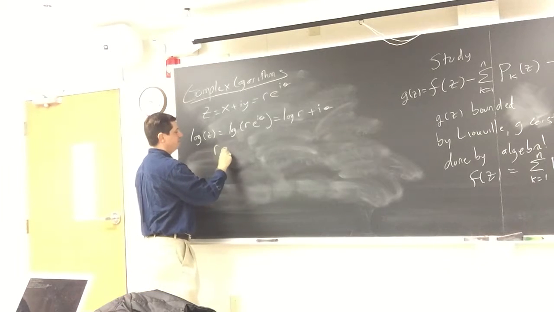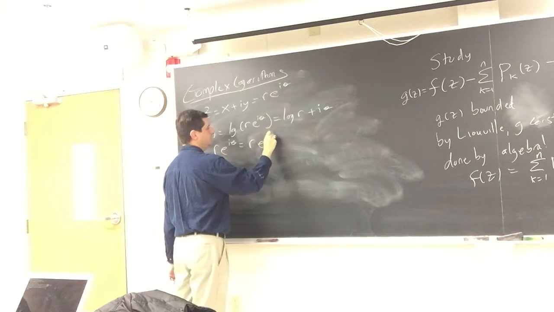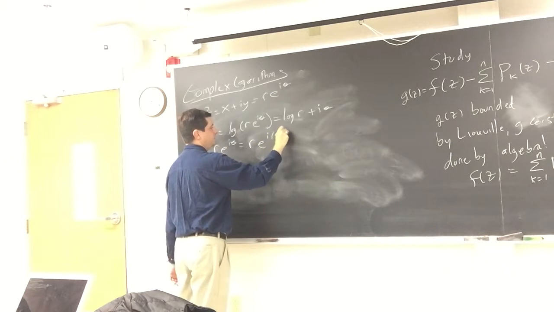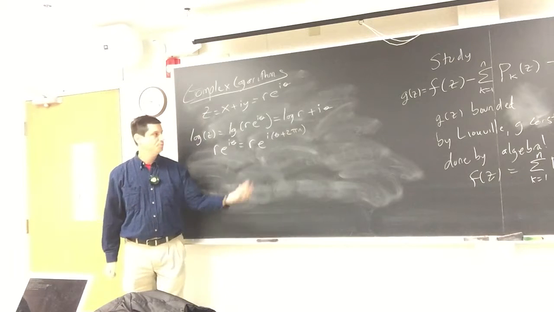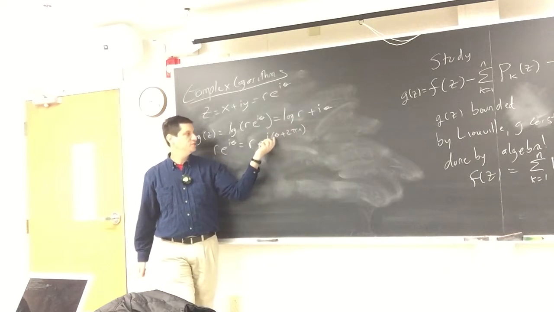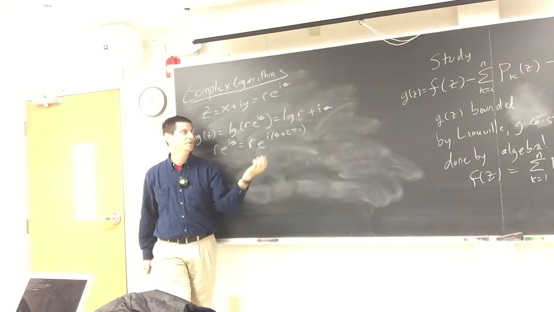So r e to the i theta is the same as r e to the i (theta plus 2 pi n). So the problem is I can increase the angle by 2 pi, or integer multiples of 2 pi, and it's the same number.